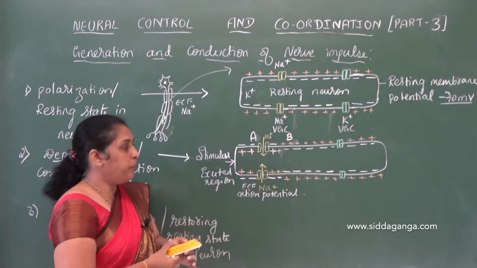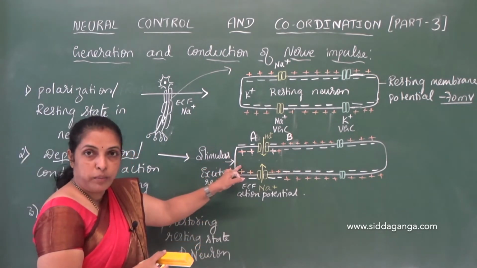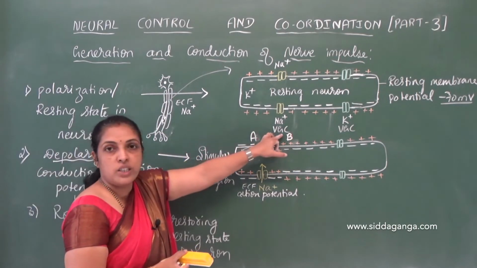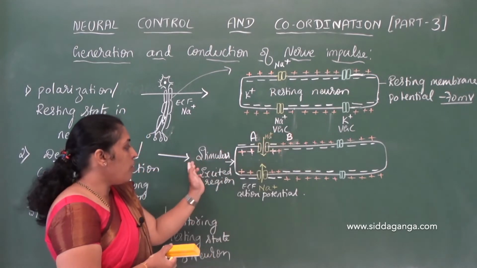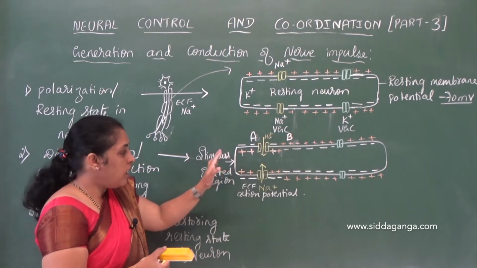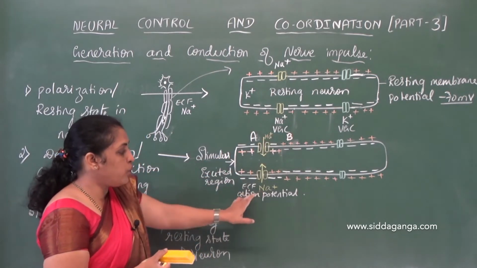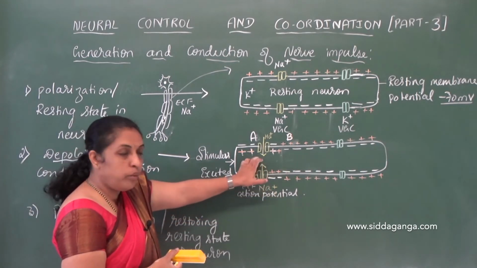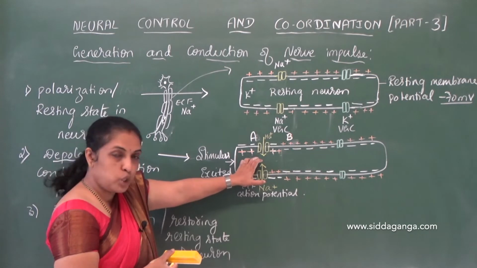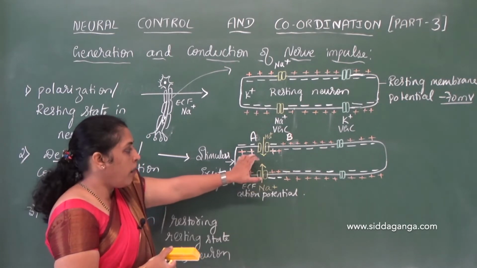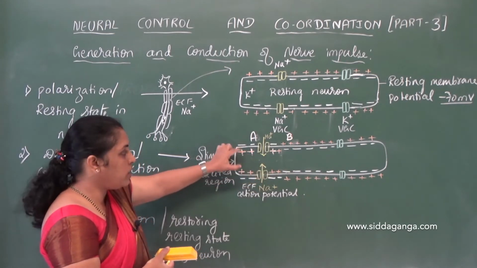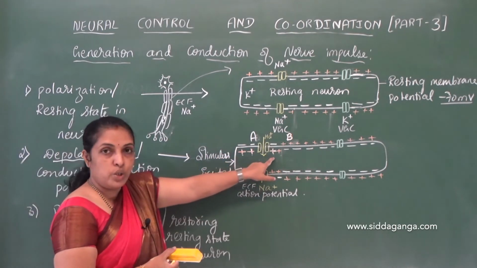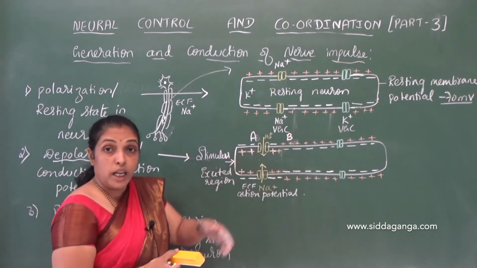Okay, see, when we apply a stimulus, in the resting state the sodium voltage gated channels are closed. When we apply a stimulus, we see the opening of sodium voltage gated channels, that results in inward movement of sodium ions into the axoplasm. So as it moves inside, we see reversal in polarity. That means inside we see positive charge, outside we see negative charge.